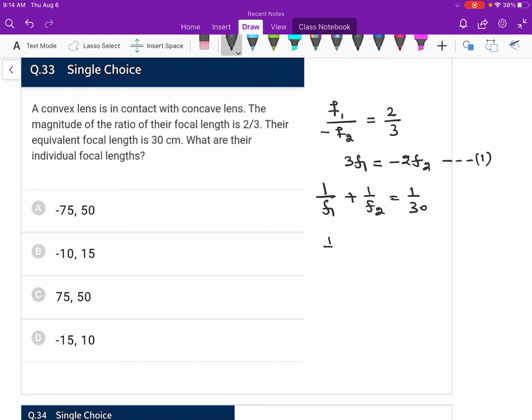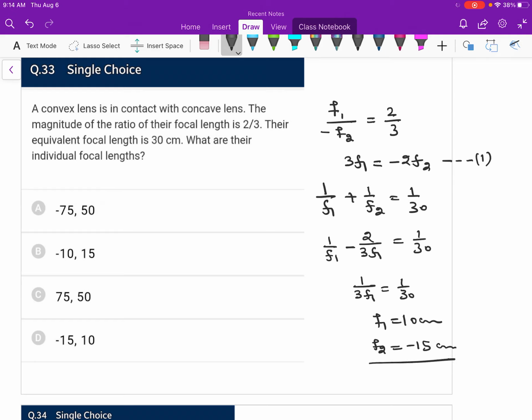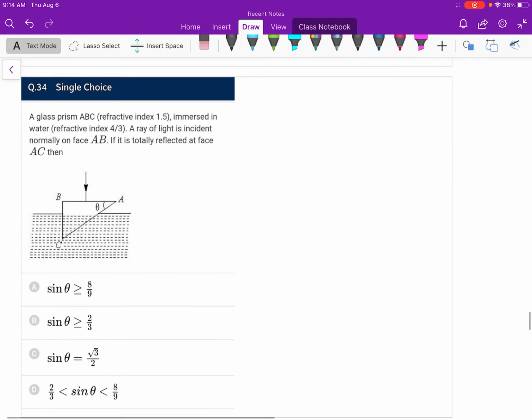Now we need to calculate individual focal lengths. So 1 upon f1, f2 is minus 3f1 by 2. So 1 upon f1 minus 2 upon 3f1 is equal to 1 upon 30. So 1 upon 3f1 is equal to 1 upon 30. So f1 is 10 centimeter and accordingly f2 is minus 15 centimeters. So one focal length is minus 15, another one is 10. So only D option is correct.